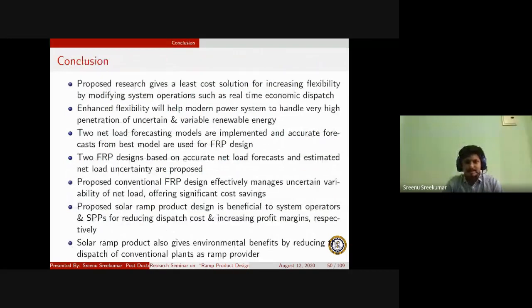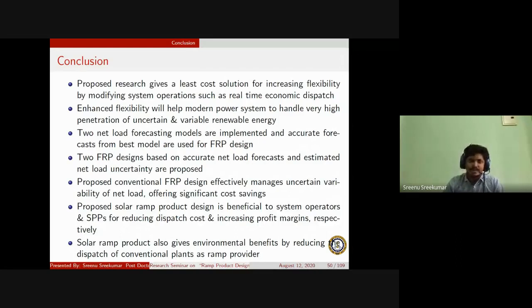And concluding the research, the proposed research gives a least cost solution for increasing power system flexibility by modifying system operations such as real-time economic dispatch. And enhanced flexibility will help the modern power system to accommodate more renewable generation. Two forecasting models are proposed, and the accurate forecast obtained is used for the FRP designs. Two FRP designs are proposed, a conventional FRP design and a renewable FRP design, using accurate net load forecast and estimated net load uncertainty.